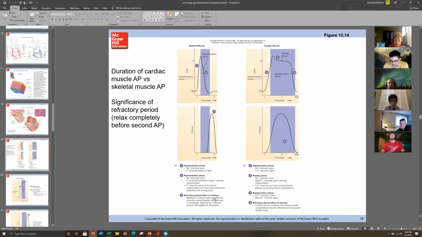So maximum tension is produced after the refractory period, right? In that purple shaded area. So see our tension develop here, whereas the refractory period is occurring just here, all right? This allows for increased tension with additional stimulation, right? This goes back to that idea of temporal summation, where we understand that if we increase the frequency at which we stimulate our skeletal muscles, then we can produce greater and greater force, right? So that's the cool thing.